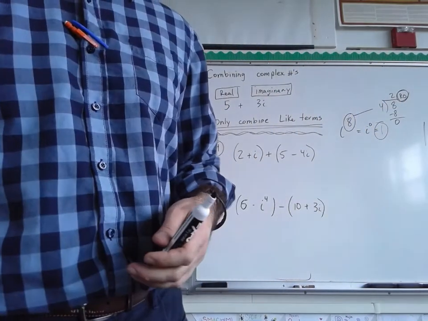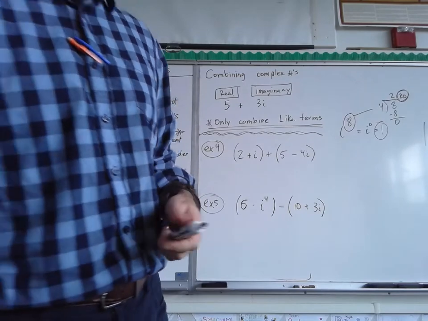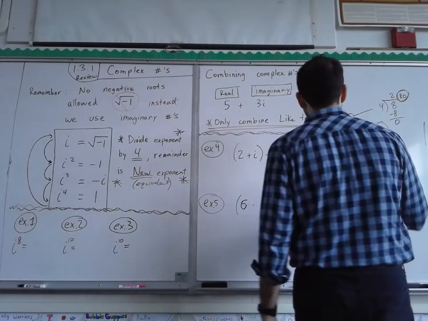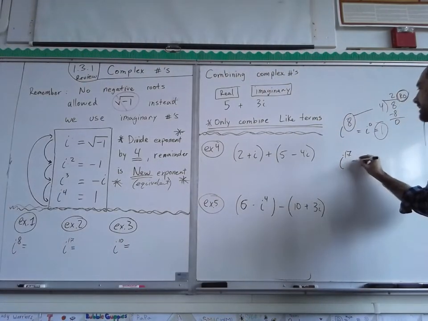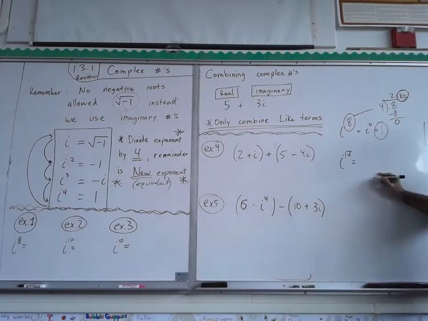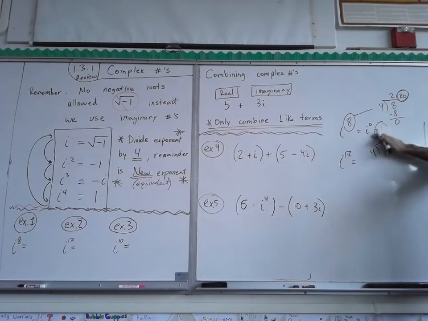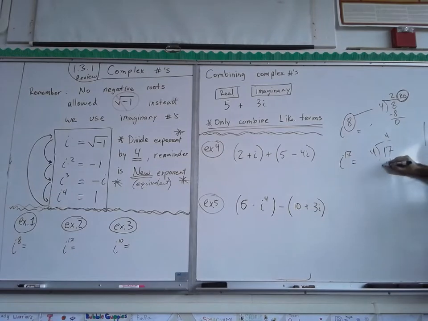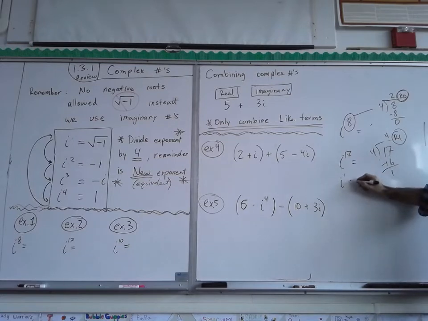Alright, let's bring it back. We're doing i to the 17th. i to the 17th, what's the strategy? Walk me through it. Divide by 4. I take 17, divide by 4. And what can we do? 4 times 4 is 16, minus 1. Remainder is 1. So I know i to the 17th is i to the 1st, which is?